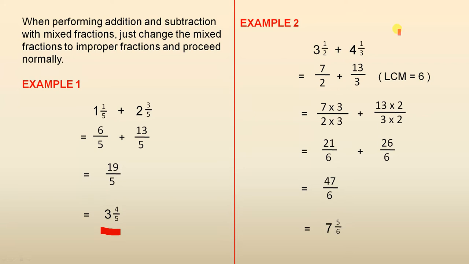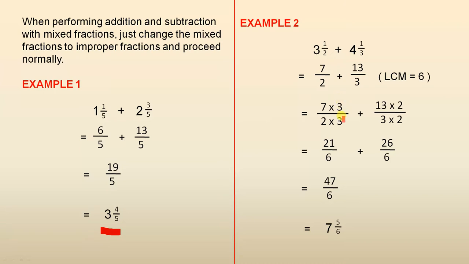Example 2: 3 1/2 plus 4 1/3. So 3 1/2 is 7 over 2. 4 1/3 is 13 over 3. The lowest common multiple is 6. That means that the lowest number that 2 and 3 will divide into is 6.